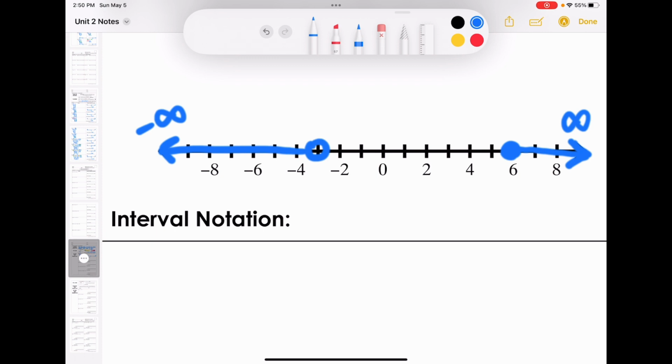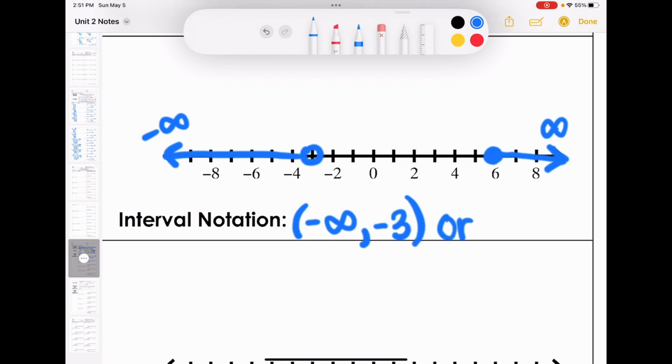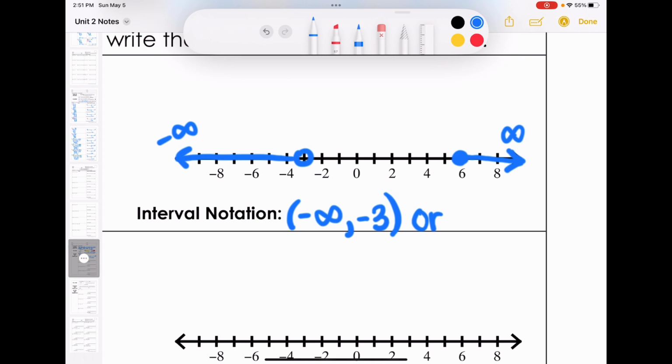So for my interval notation, I'm going to start with the one that's pointing to negative infinity. So that's going to go parentheses, negative infinity, comma, negative 3. And since it has an open circle, that's a parentheses. Then the word or. Then the second part is pointing to the right, so that's positive infinity. So I'm going to have a bracket with 6 because it's a closed circle, with positive infinity and a parentheses.